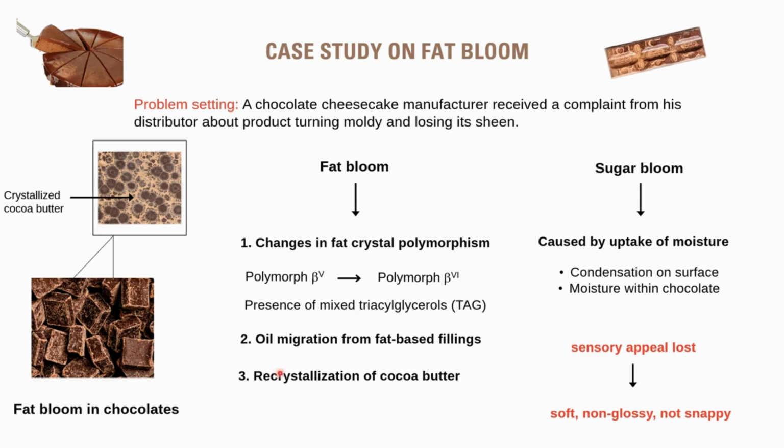The second cause of fat bloom is migration of liquid oil from fat-rich fillings like pralines, nuts, or cookies. This is essentially attributed to the presence of mixed triacylglycerols with differing melting points and also their concentration. Suppose you have a zone in chocolate which has higher liquid oil, then there is movement of oil from the center of the filling to the surface of the chocolate where the concentration of oil is lower through diffusion.